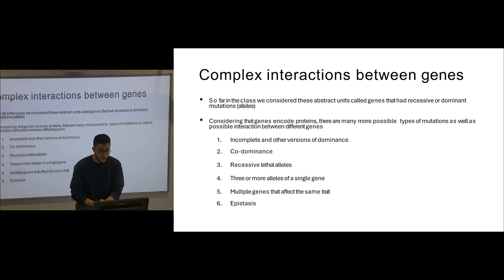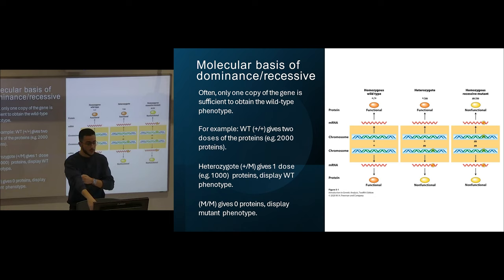So this we call redundancy. So if you remove one, the other still does the job. And if you remove one completely, the other still does the job, and so you don't see what's happening. And then there's epistasis, where genes affect each other. So the molecular basis for this is quite simple.